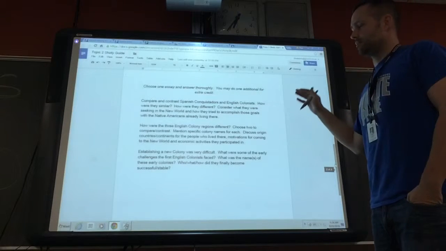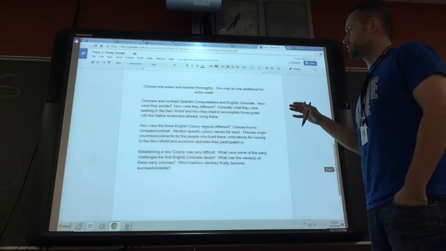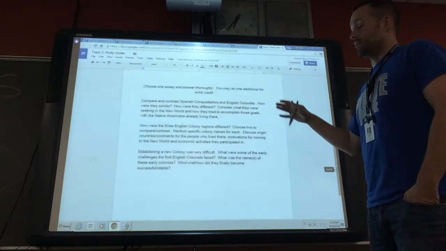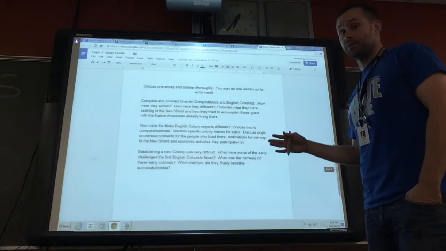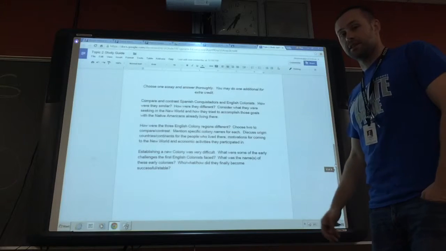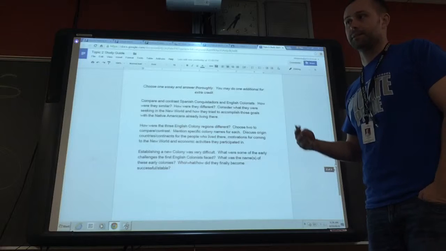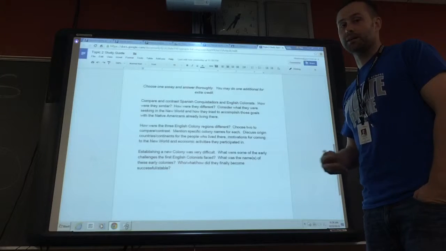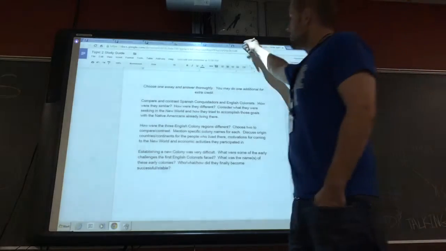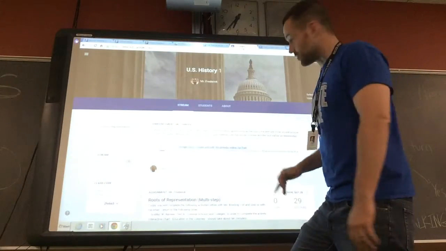But essentially, they're about early European attempts at colonialization, the Spanish compared to the English, the 3 English colonial regions that we've talked about a lot the last week, and then finally the challenges that these early colonies faced. Think about the problems they had getting along with Native Americans, or just not starving to death, or not dying of disease. Okay, so that's one thing that you have in your Google Classroom.